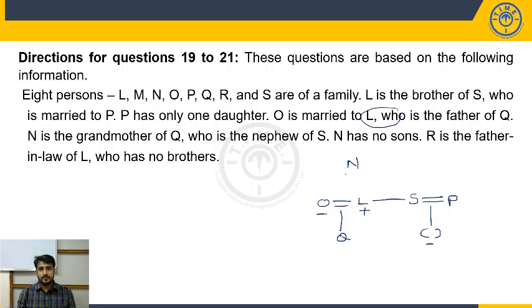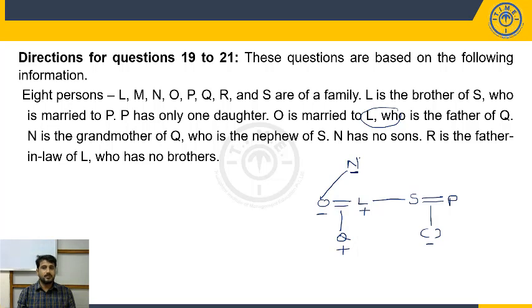N is the grandmother of Q. Q is a nephew of S, which means Q will be male. And it is mentioned N has no sons. Earlier we have a statement that N is the grandmother of Q. So N cannot be paternal grandmother because N does not have any sons. So it has to be a maternal grandmother. So N is female.